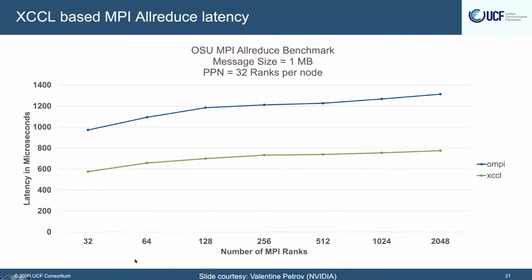On the x-axis, you have number of MPI ranks. On the y-axis, you have latency in microseconds. It's an MPI benchmark with 1 MB message size. And we can see that the performance is good and scalability is good.